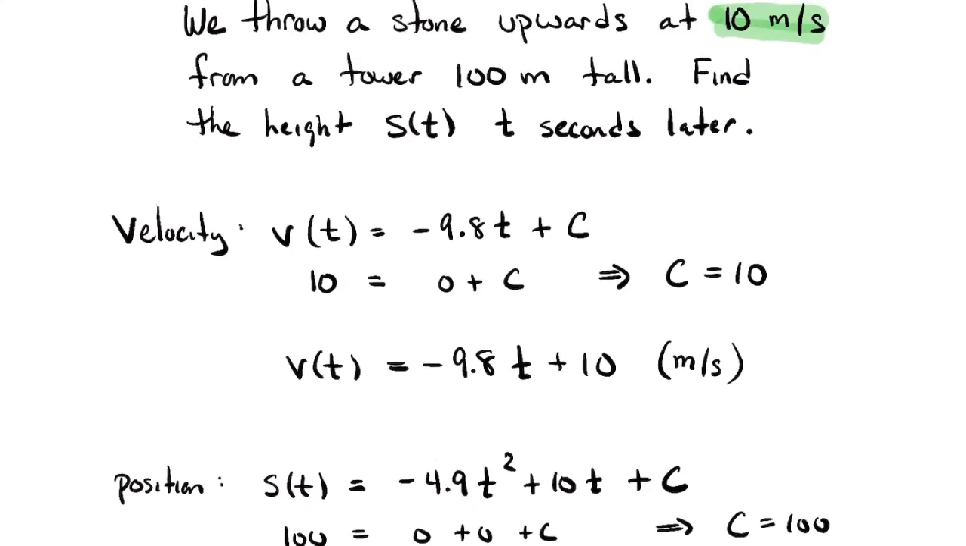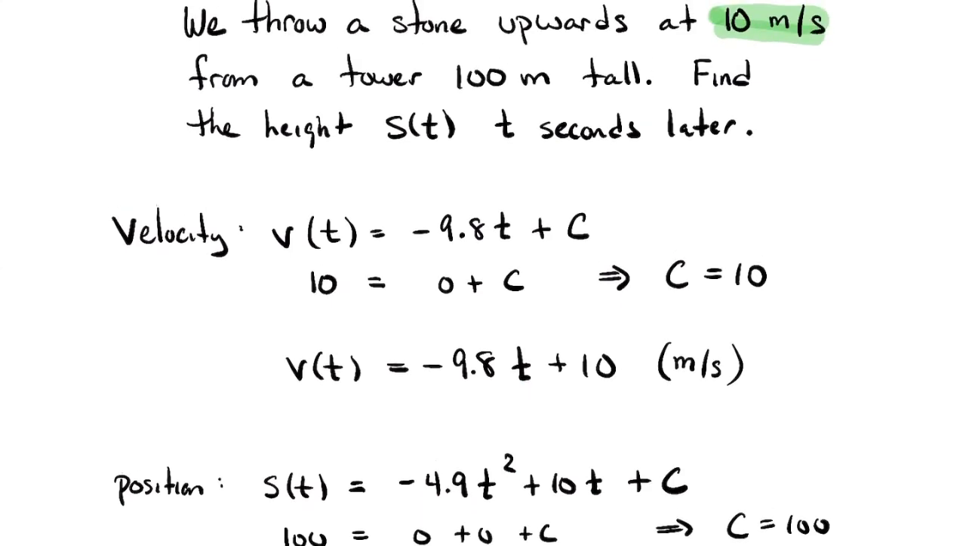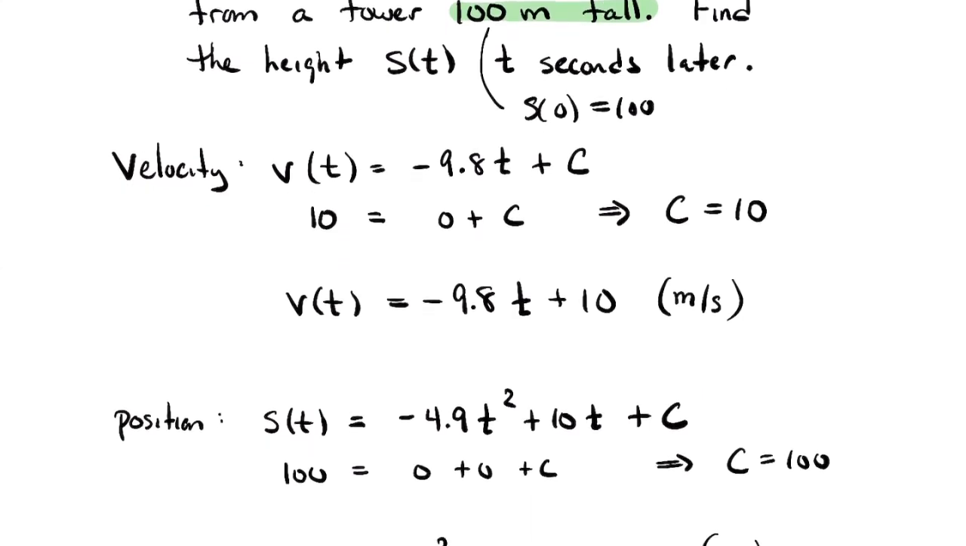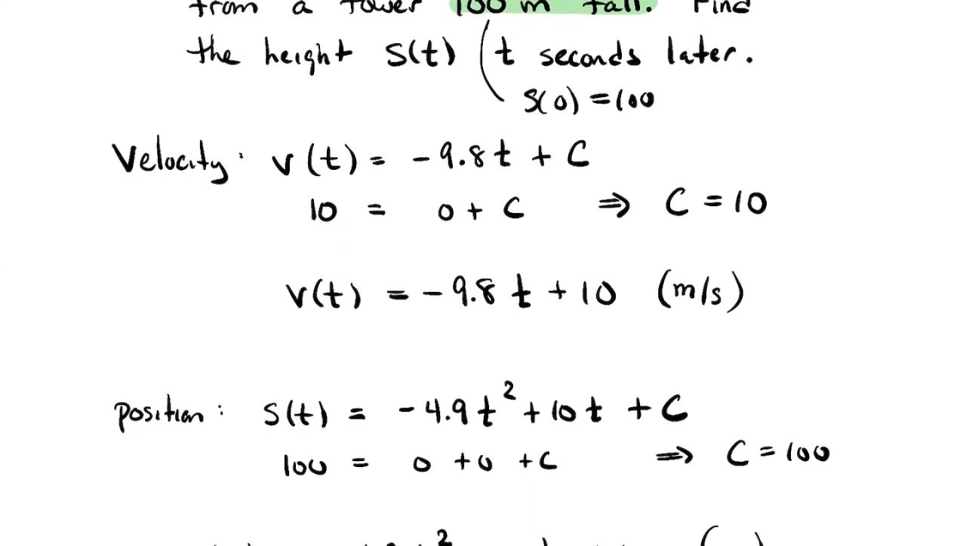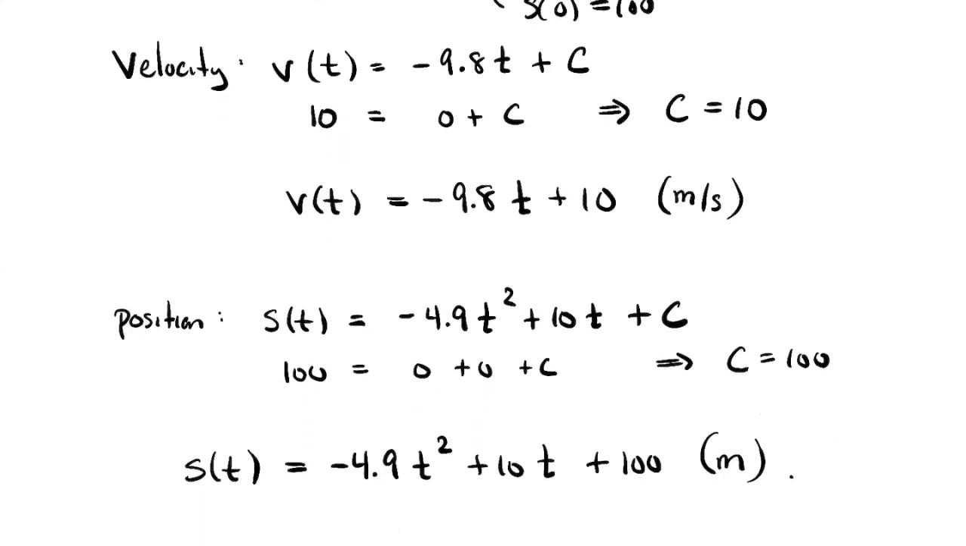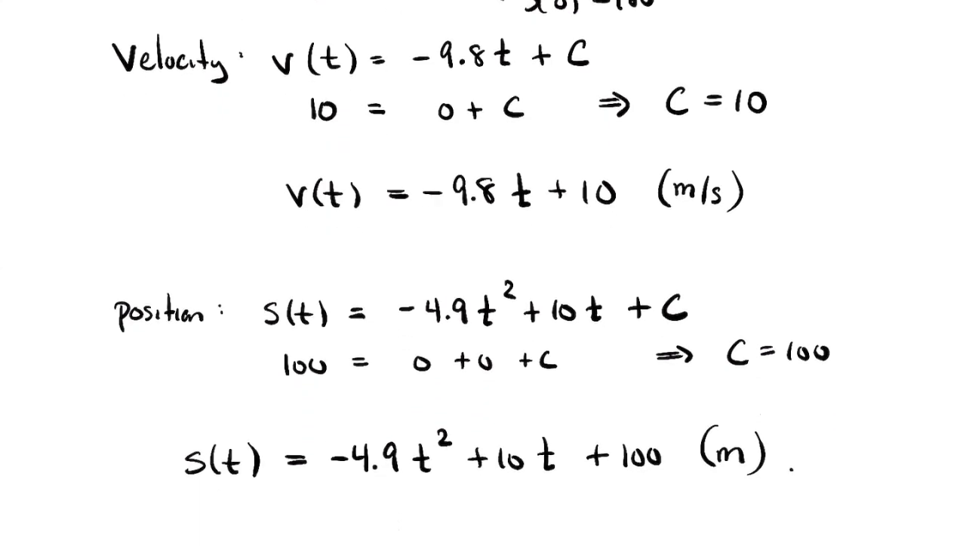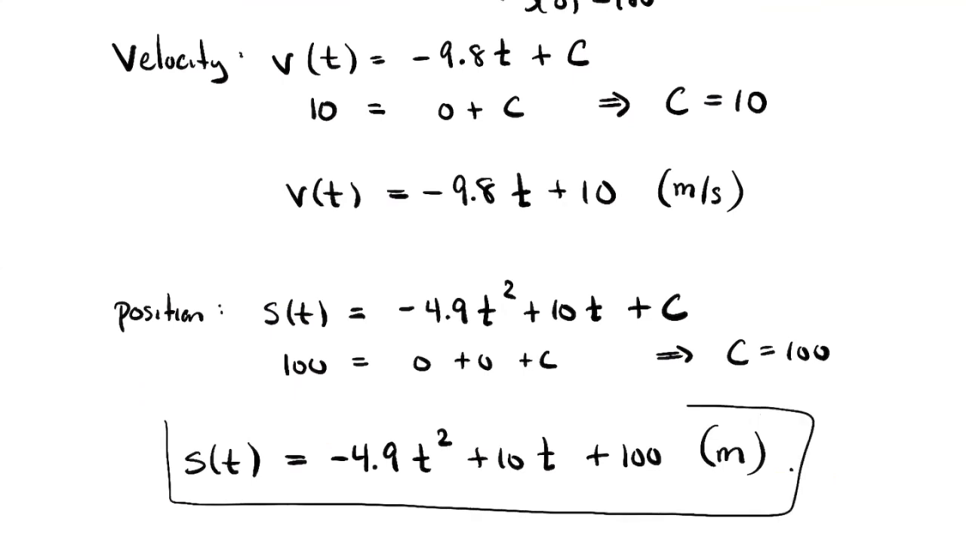We were told that we threw this from a tower that's 100 meters tall, okay? So that means that s of 0, our initial position, is 100. So down here in our calculation, if I let s be 100 while putting in 0 for t, I recover the value of c. Turns out it's 100. All right, so we've recovered the position function from the acceleration, the initial velocity, and the initial position. Cool. We'll have a chance to practice some more things like that on your activity.